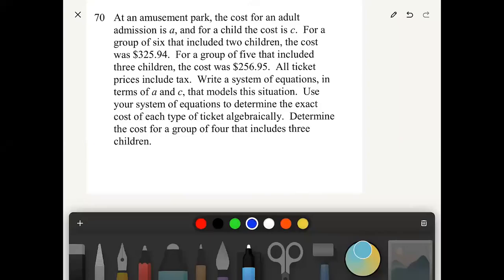This is question number 70. It's another word problem. It's another system of equations. It's basically the same as the ones that we've seen earlier in this review packet. If you looked at some of the system of equations, you will see that they're basically the same format.